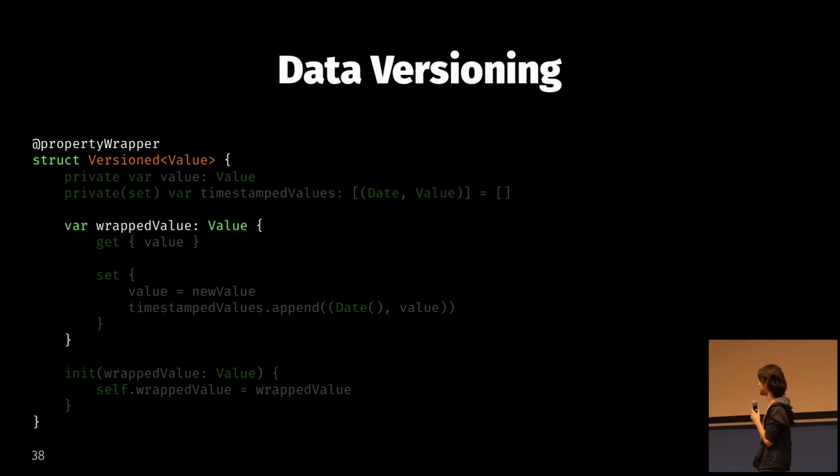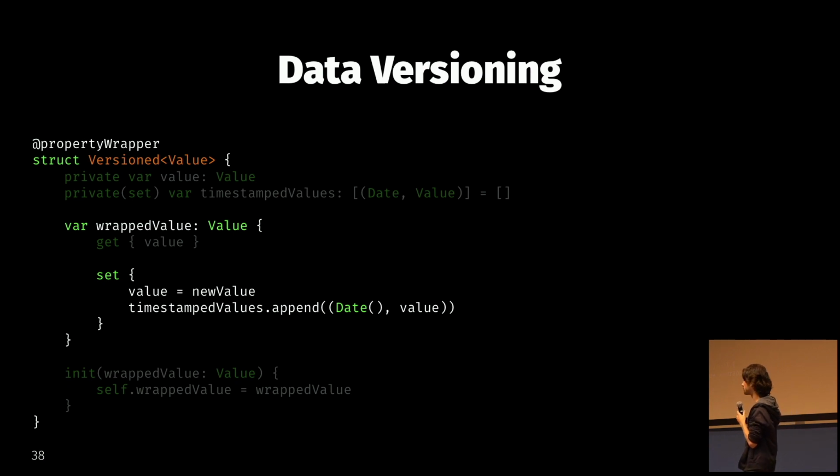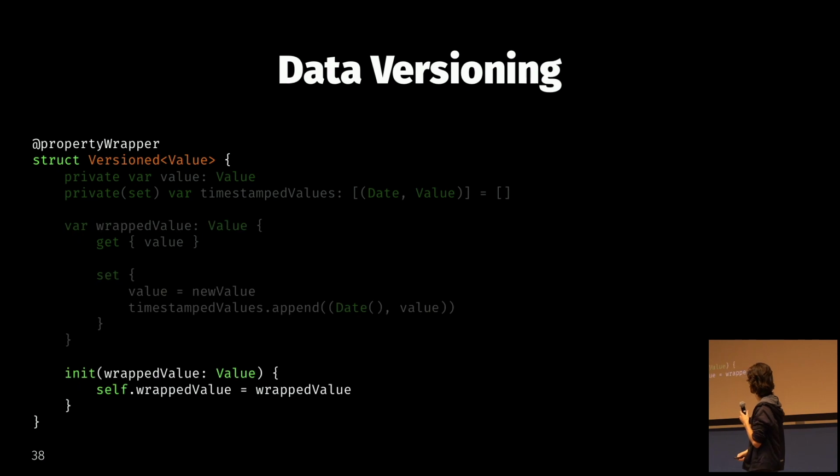Then you implement the wrapped value. So the getter, pretty simple. You just return the value. And in the setter, when someone sets a new value, you assign it, and then in the history, you append a new tuple with the current date and the new value. And you provide an init in order to make it work nicely.